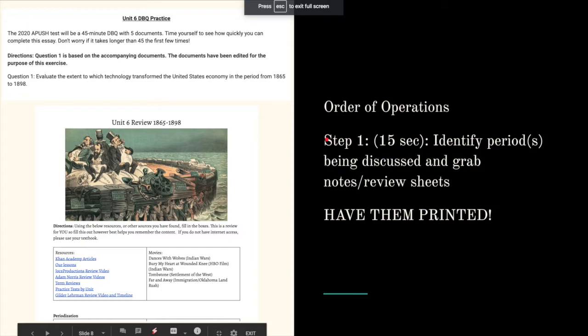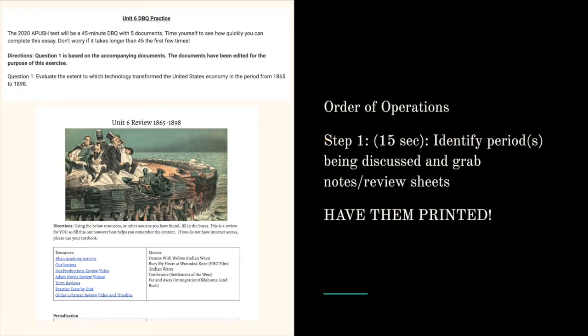All right, order of operations. Now, how this works, what I want you to do is as soon as you open up that portal, or however you're taking the test, because nobody knows yet, as soon as you click that button that says start the AP test, I want you to follow these steps to pass and have enough time, okay?